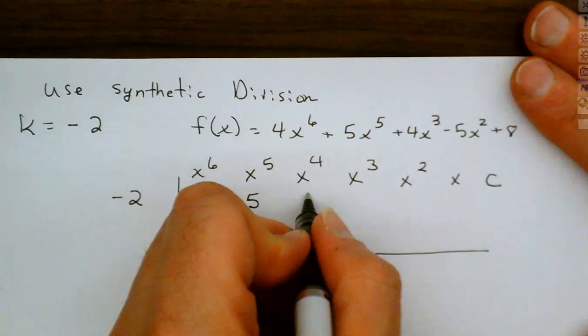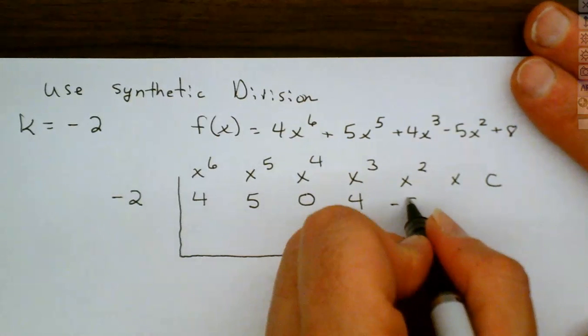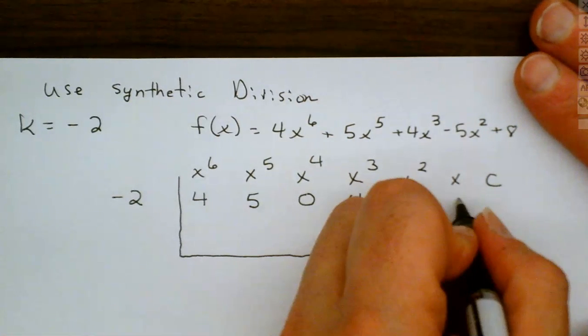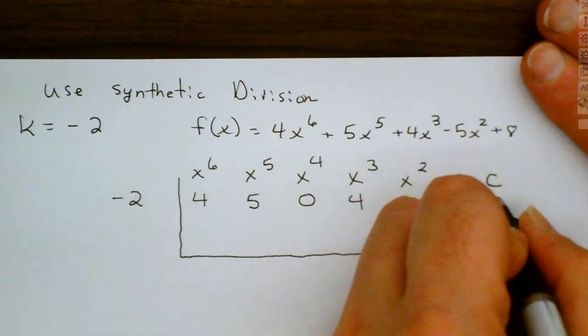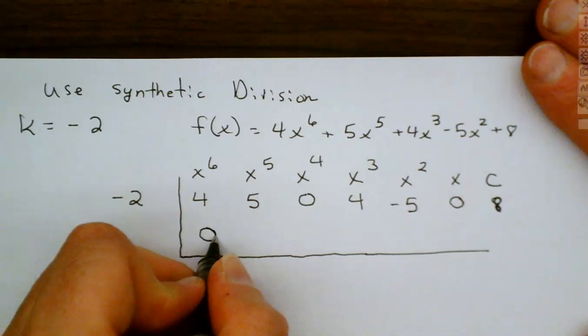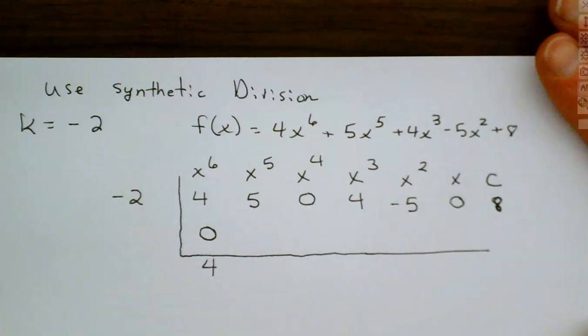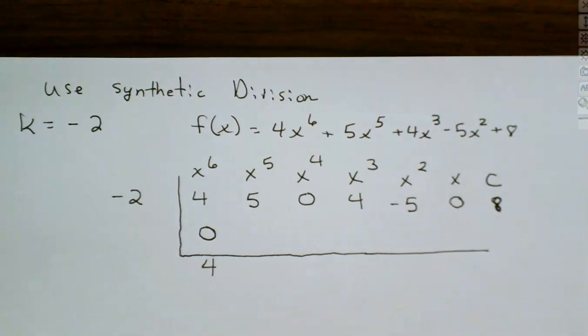We've got a 5 here, because that's x to the 5th. Do we have any x to the 4ths? Nope. So that's a 0 there. We have a 4x cubed. We have a minus 5x squared. We have no x's, and then we have the number 8, don't we? And we always start with a 0 and add down. That starts the pattern.